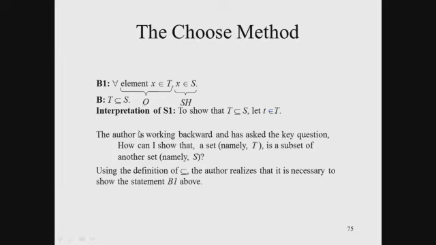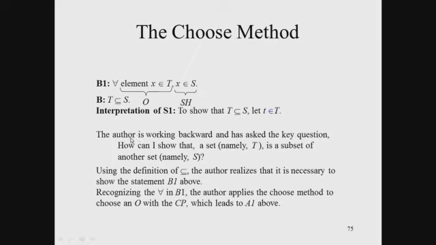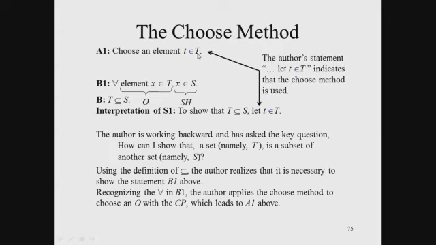Now again, you have to remember how the choose method works. And I'll remind you, you have to choose an object with the certain property. So what should I choose here? Choose an element, and here I'm going to use a different symbol. That's my choice. Choose an element t in T. And notice that that is exactly what the author says right down here. Let x be an element of T. That word let, in this case, is indicating that the choose method is being used.